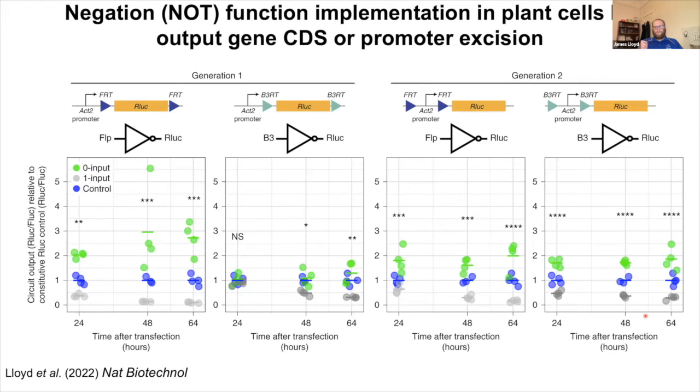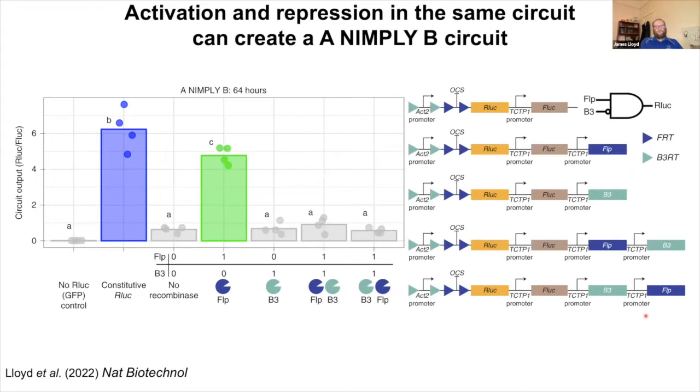So now we've got this working, what I wanted to do next was to combine activation and repression into the same circuit. So this was going after the A NIMPLY B. The way this would work is that the zero input state would be off because we still have the OCS terminator in the 5' UTR. If we activate FLP only, we can remove this OCS terminator, and that's exactly what we see. We see activation when we activate FLP.